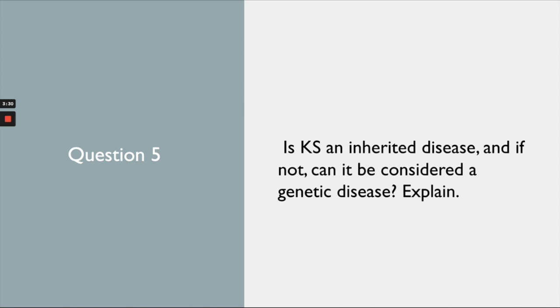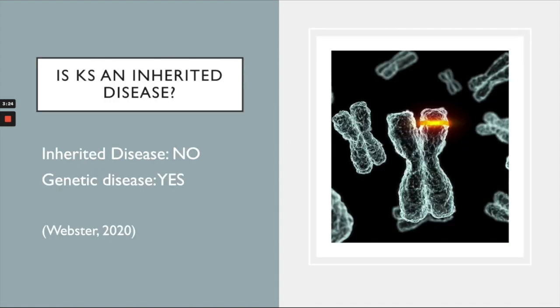Is Klinefelter syndrome an inherited disease? And if not, can it be considered a genetic disease? Explain. Klinefelter syndrome is not an inherited disease because non-disjunction happens at random. There is no way to predict if a mother's meiosis will happen perfectly or normally. It honestly is just a card draw of luck to determine whether or not somebody is going to have Klinefelter syndrome.